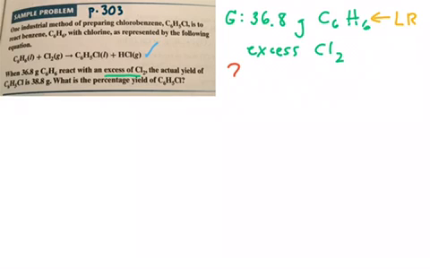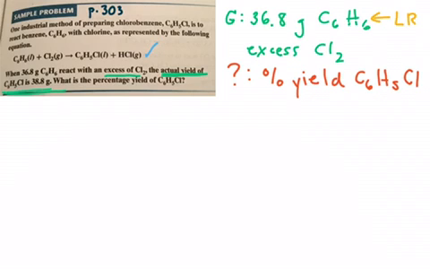And then here what they're asking for is the percent yield. And this is important: percent yield of what? Percent yield of chlorobenzene, C6H5Cl. Alright. So we know that based on our formula for percent yield, we have to know the actual yield and the theoretical yield. And in our given, they also tell us that the actual yield is 38.8 grams. Okay?